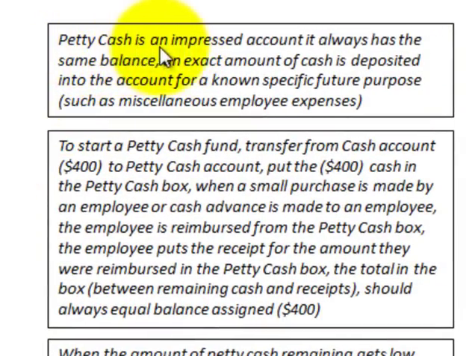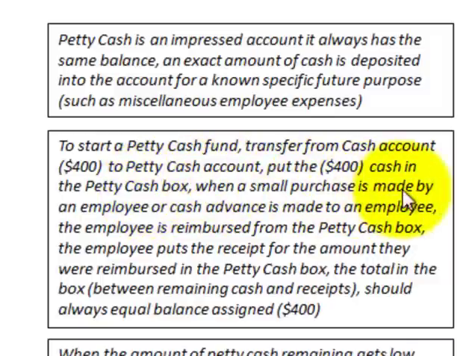So petty cash is an imprest account. It always has the same balance. An exact amount of cash is deposited into the account for a known specific purpose, and in this case we're going to look at it as miscellaneous employee expenses. To start the petty cash fund, we transferred cash, in this case $400, to the petty cash account, and we put $400 cash in a petty cash box, or a till. And there's a person who is responsible for dispersing this cash.